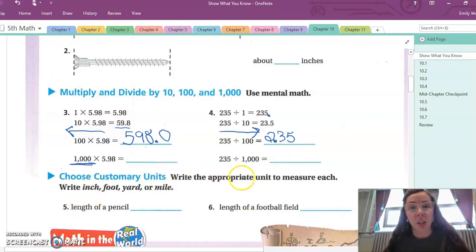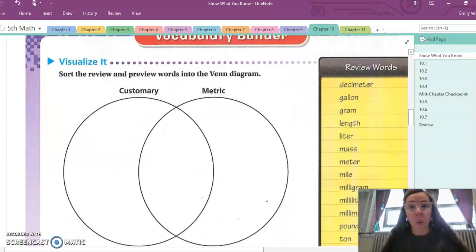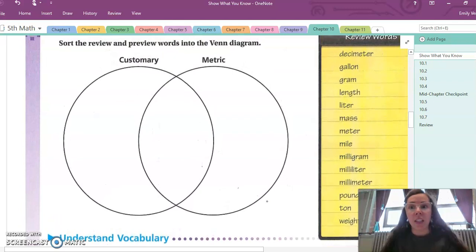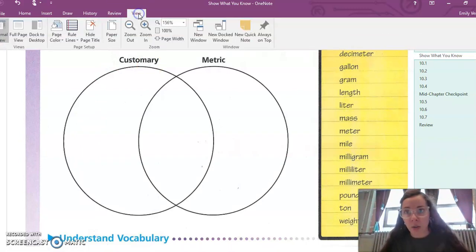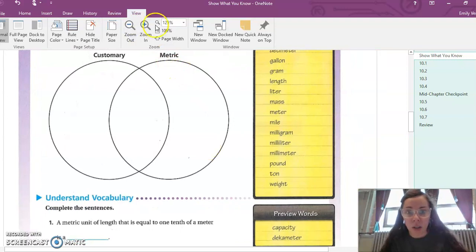Which unit do you think would be the best to measure these two objects? And think about it in real life, like if you had an actual pencil or if you actually came to the football field, what would you use to measure them? Okay? Go on to the next page. This is going to be a little tricky, so I'm going to help you get started on this Venn diagram. This is just sorting these words over here, and I'm actually going to zoom out a little bit so we can see all of the words at once.